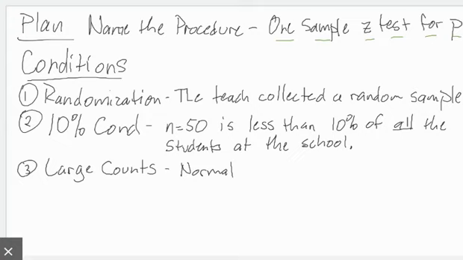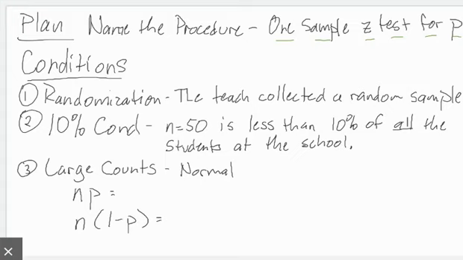Now, we need to check n times p and n times 1 minus p. We do not check n times p hat. The only time we would check n times p hat and n times 1 minus p hat is if we were working with a confidence interval. And that's because we don't know what p is. But in a hypothesis test, we are assuming that we know what p is, and in this case, we're assuming that p is equal to 85%. So now we check this.